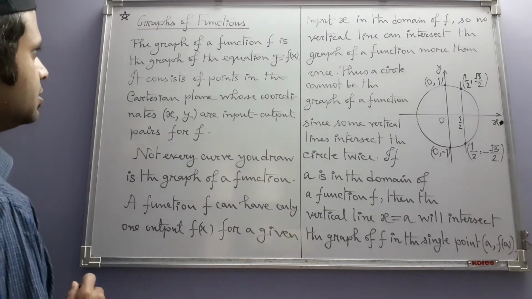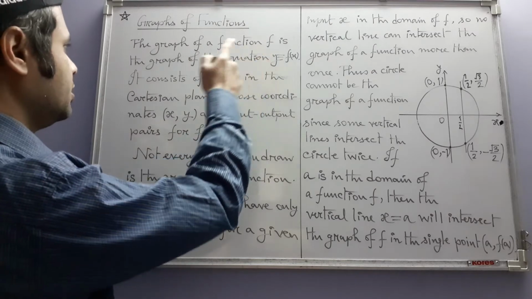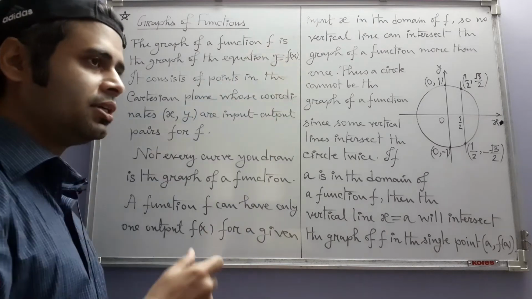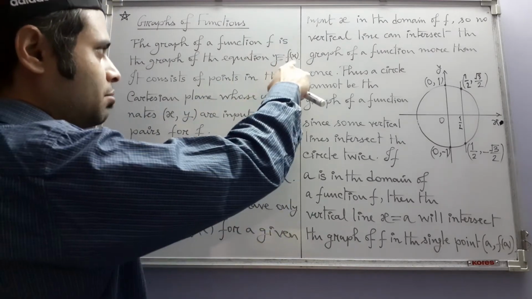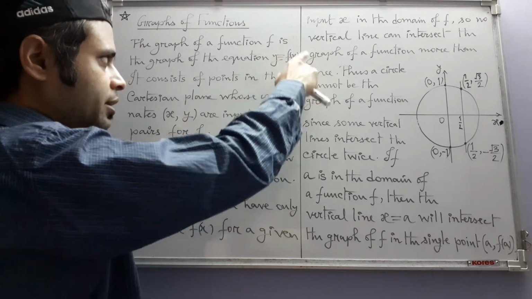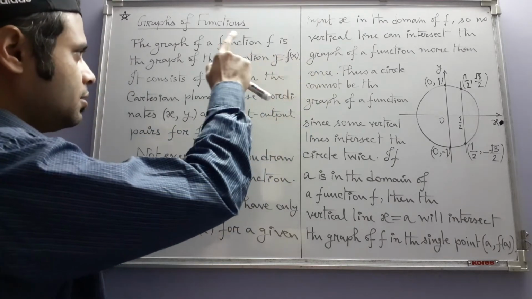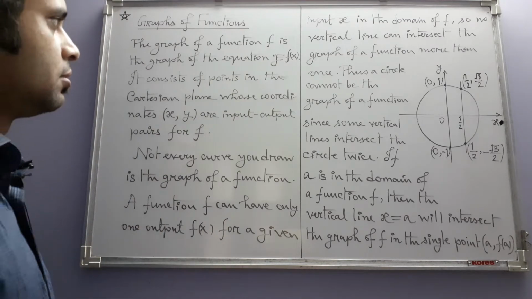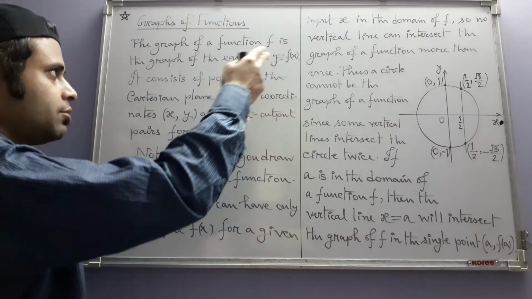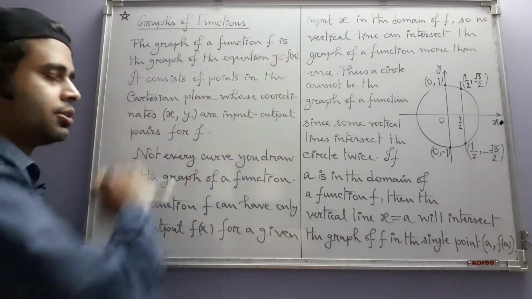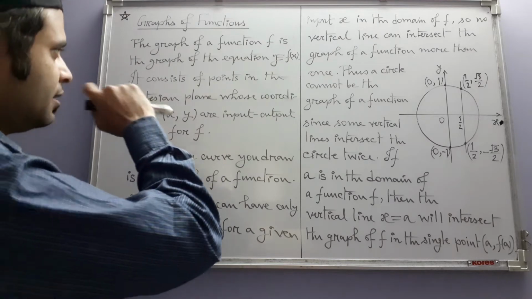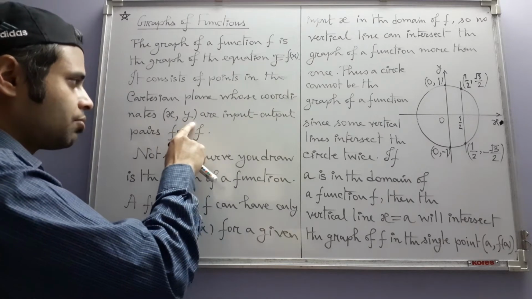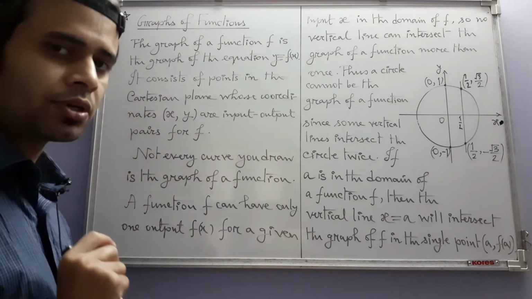Now it goes like this: the graph of a function f is the graph of the equation y equal to f of x. The function f will be given by some formula. That formula can be used to form an equation like this. And we already know how to draw the graph of an equation. So we are defining the graph of a function in terms of the graph of this equation, okay, where f is the function. It consists of points in the Cartesian plane whose coordinates x, y are input-output pairs for f.